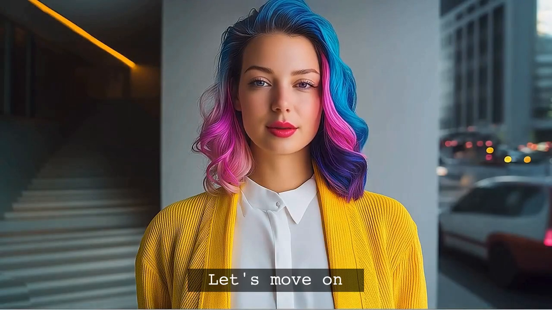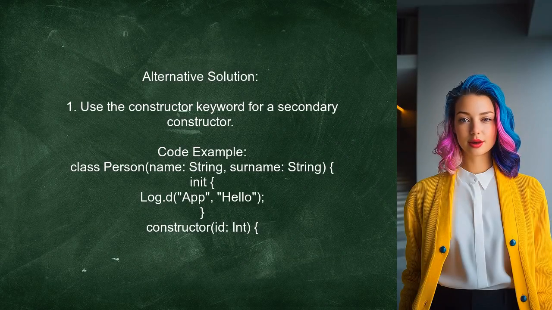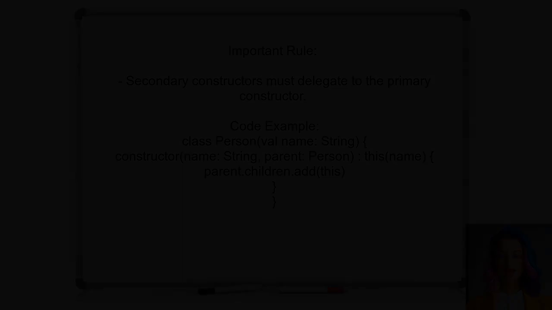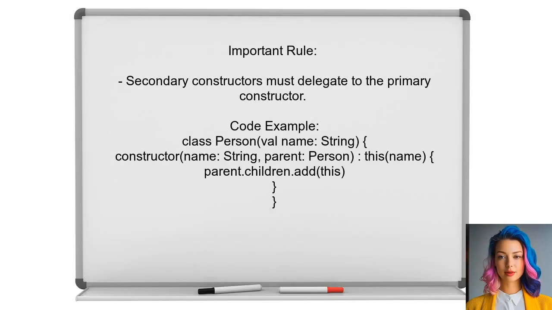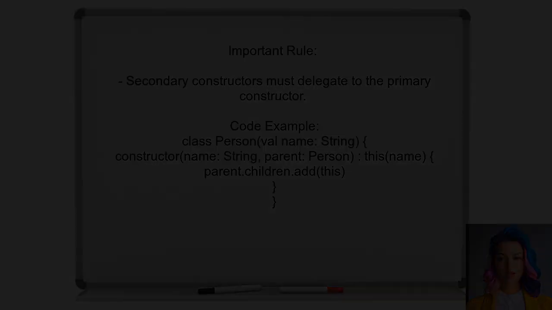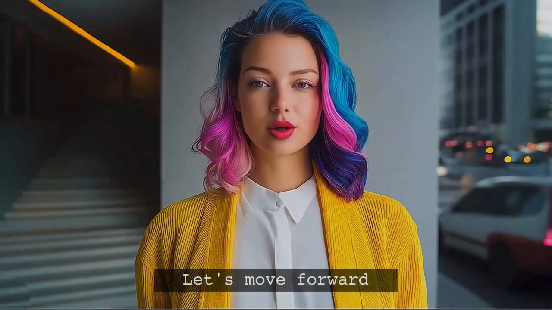Let's move on to another one. This user suggests creating a secondary constructor in Kotlin using the constructor keyword. They provide an example where a secondary constructor takes an integer parameter. They also mention an important rule. If a class has a primary constructor, each secondary constructor must delegate to it. This can be done using the this keyword.